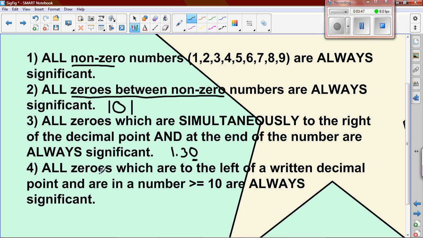And then all zeros which are to the left of a written decimal point and it's a number greater or equal to 10 are always significant. And what that means is if you had something like 10.3, okay, this is a 0 that's to the left of the decimal point, and it's again after a non-zero number. It's going to be any number that's greater or equal to 10. That's always going to be significant.